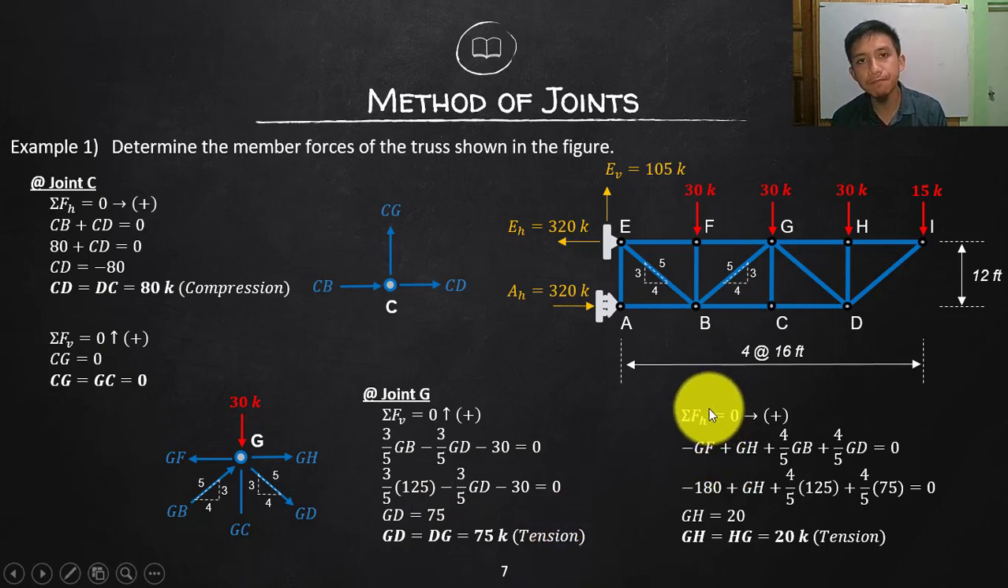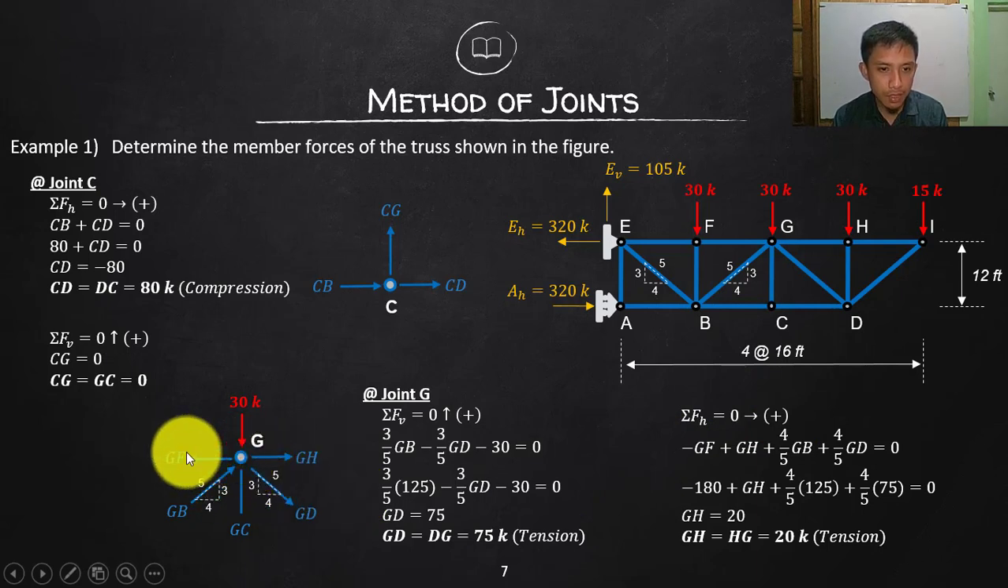Summate horizontal, going to the right, positive. So what are the horizontal? This one, this, and the components of these two inclined forces. So all going to the right is positive. So going to the right, GH, so positive. Let's start with GF. To the left, so negative. To the right, GH, positive. And then to the right, component of this one, GB, which is 4/5. To the right, so positive. To the right with your GD is still positive, 4/5 of GD.